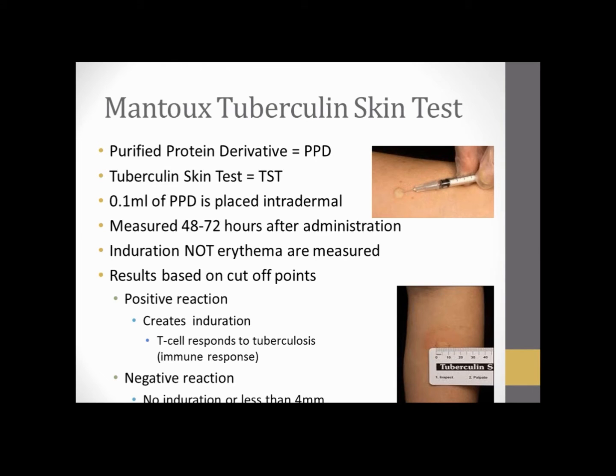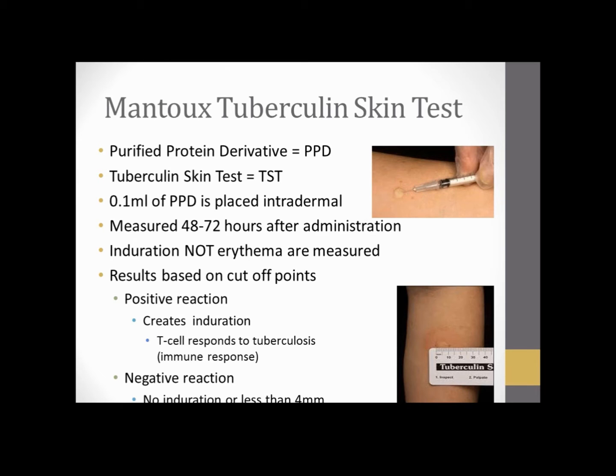Induration, not erythema, is measured to give us our results, and results are based off of cutoff points. A positive reaction is an induration created because of an immune response. A negative reaction is someone who has no induration, or if they do have an induration, it's 4 millimeters or smaller. That's always considered a negative reaction.